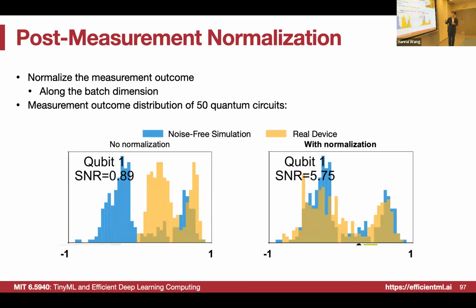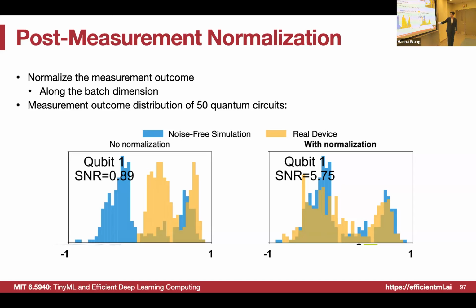So here we can show an intuitive plot. Say there are 2 colors. One is blue, which is noise-free simulation, right? Another is the real device distribution. Because the expectation is always from -1 to 1, for the noise-free simulation we have a distribution in blue. And then if we run this actual circuit on the actual device, there will be a severe distribution drift. The peak here is not aligned anymore, right? And the SNR here is also pretty low.